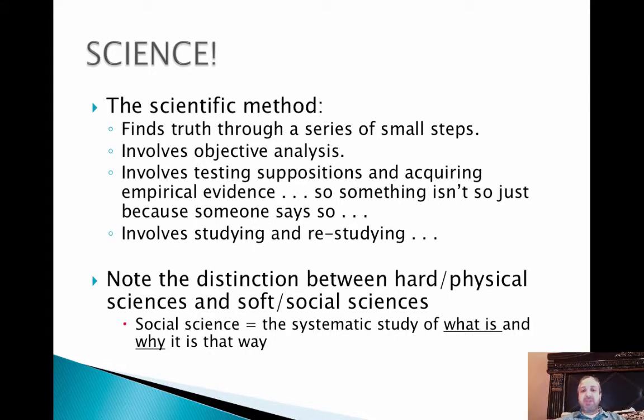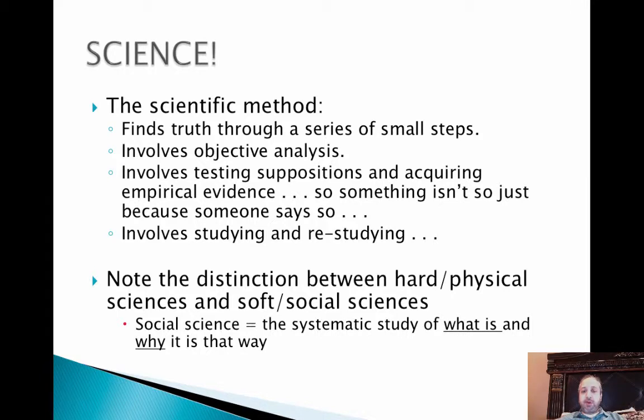And what's great about the scientific method is that it's systematic. It finds truth through a series of small steps. We go through things systematically. We observe things. We measure things, right? It involves objective analysis. It involves testing, right? We don't just take things for granted. We put things to the test with the scientific method. It considers empirical evidence, right?